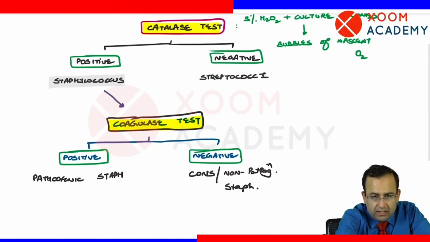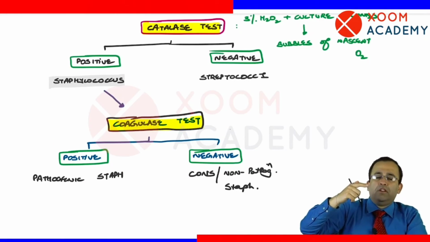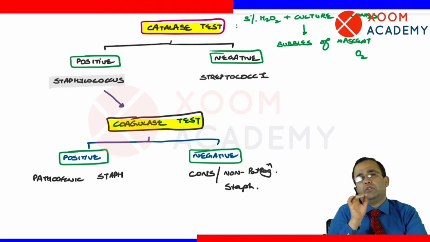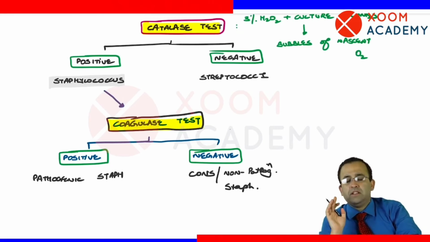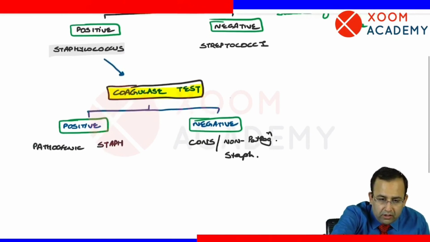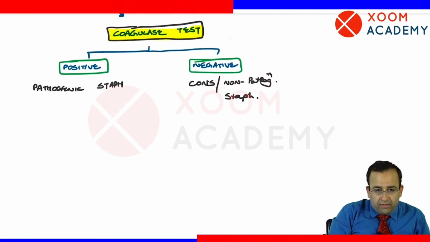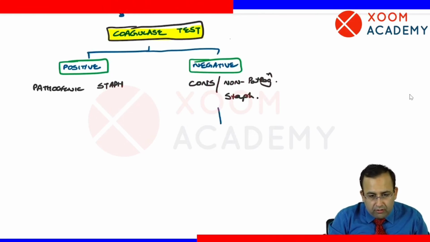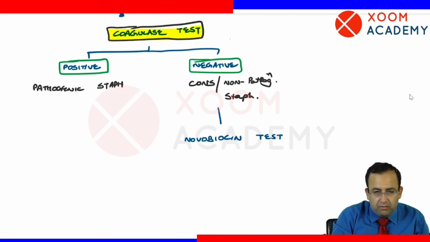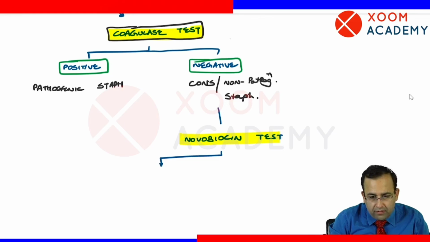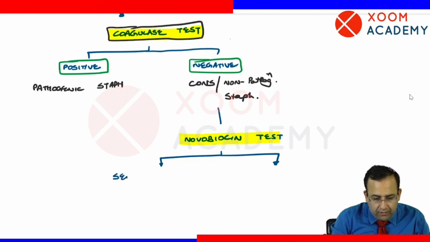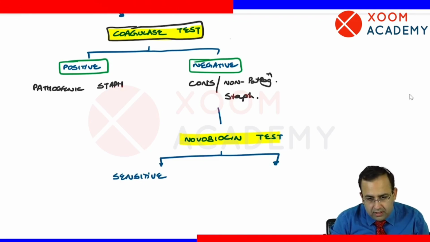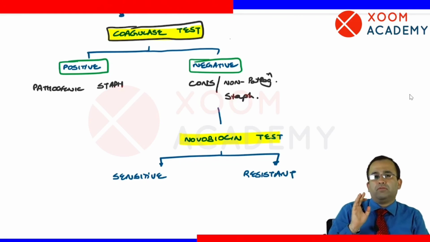What is important is I can divide staph on the basis of coagulase test into coagulase positive and negative. CoNS, coagulase negative staph, are the non-pathogenic staph, and these non-pathogenic staph further, on the basis of novobiocin test, are of two types: novobiocin sensitive and novobiocin resistant.